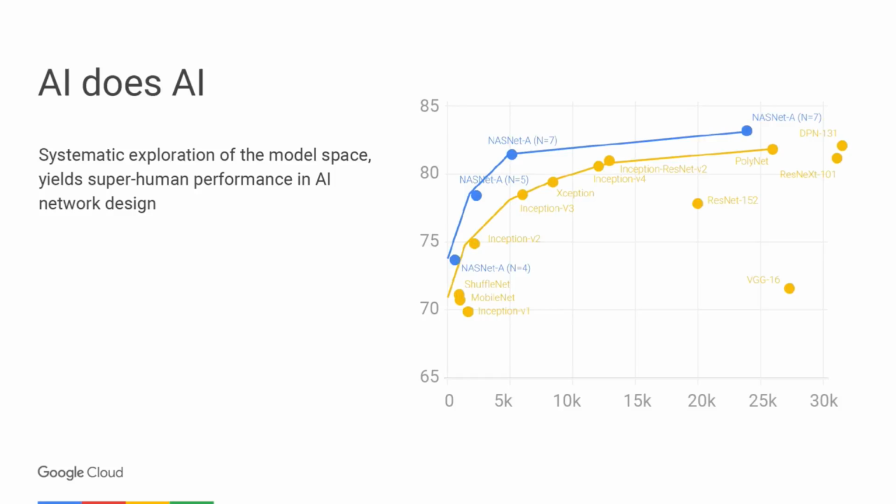So on this slide, you can see that the yellow line is where we were before AutoML, and the blue line is where we are today with AutoML. So there's an incredible amount of improvement, even with small model sizes in terms of accuracy, if you apply AutoML to your machine learning algorithms.